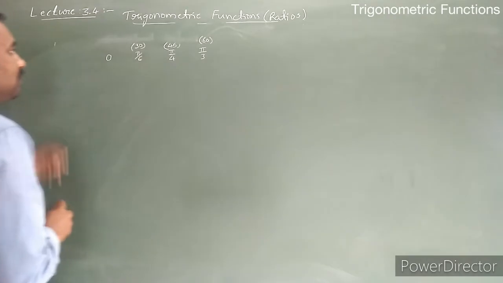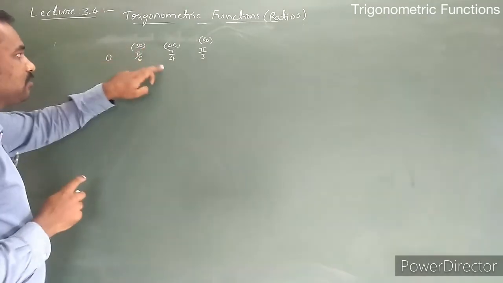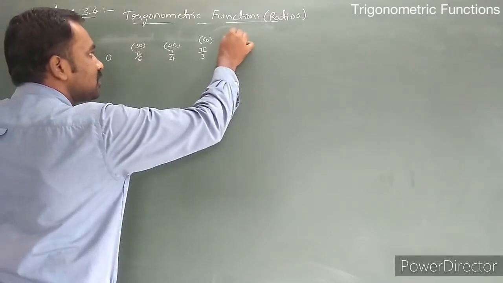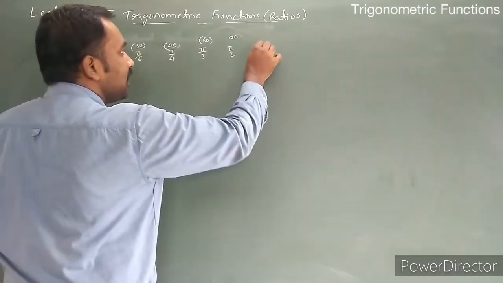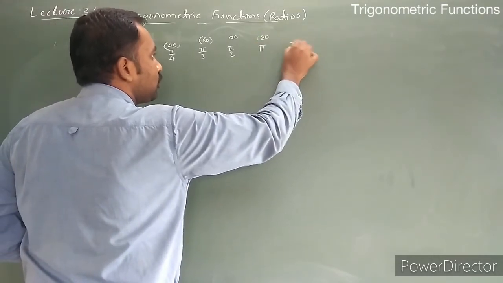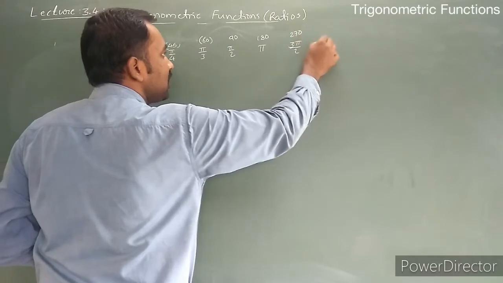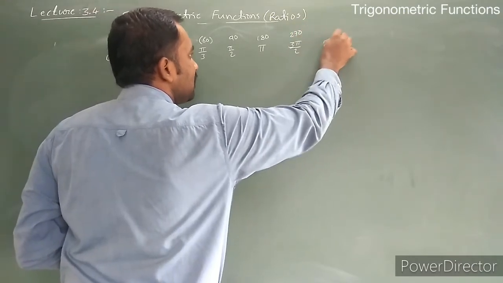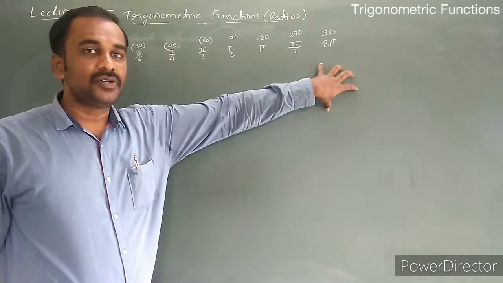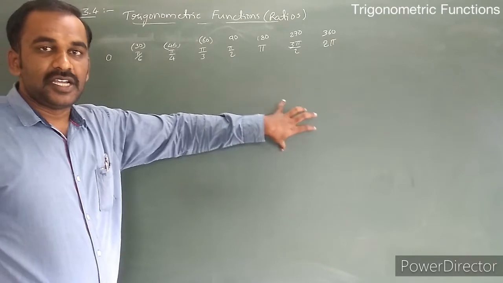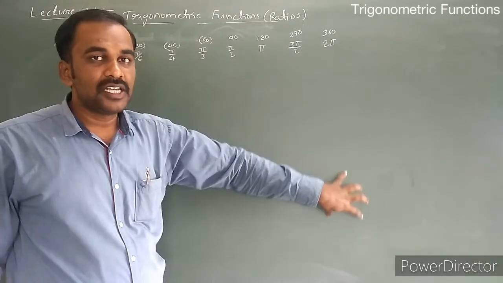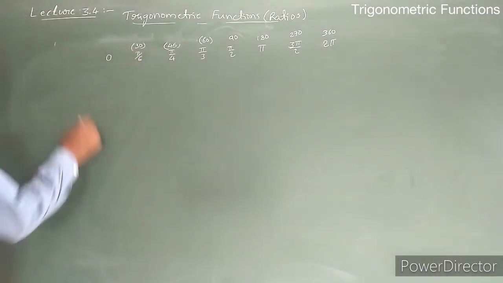Write the heading standard values. 0, pi by 6 is 30 degree, pi by 4 is 45 degree, pi by 3 is 60 degree, pi by 2 is 90 degree, and pi is 180 degree. 3 pi by 2 is 270 degree, and 2 pi is 360 degree. We have already given sine 0, cos 0, sine of 90, cos of 90, sine of 180, cos of 180, sine of 270, cos of 270. With the help of that, we can easily find the rest.